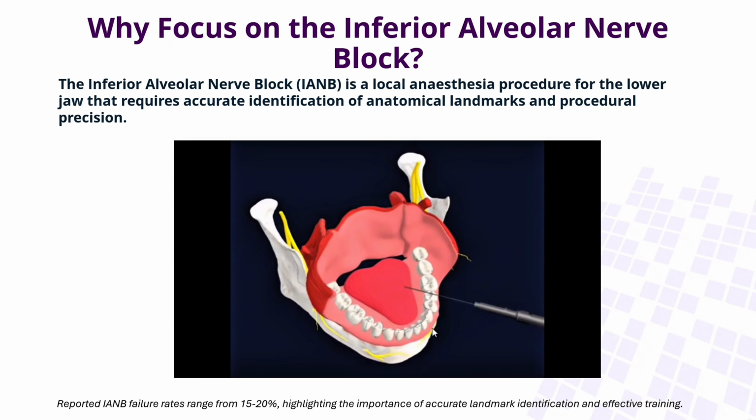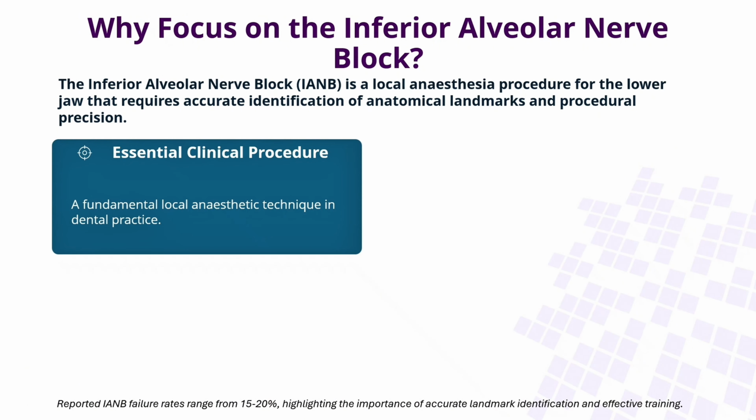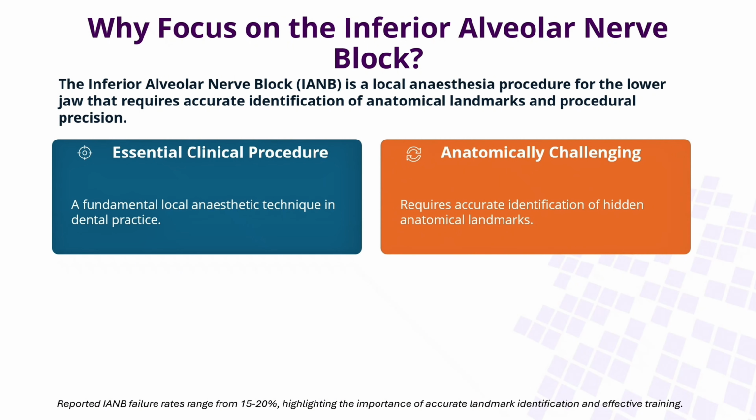The inferior alveolar nerve block is one of the most commonly used injections in dentistry, and it is a skill every dental student must learn. However, it is also one of the most challenging because it is essentially a blind procedure. The nerve, blood vessel, and the important bony landmarks are hidden beneath the soft tissues and cannot be seen directly.